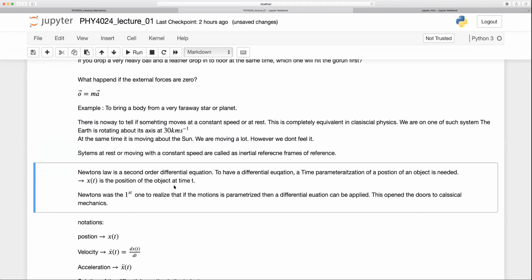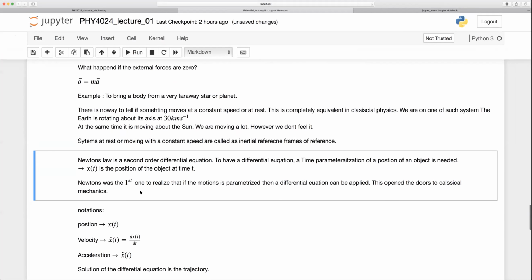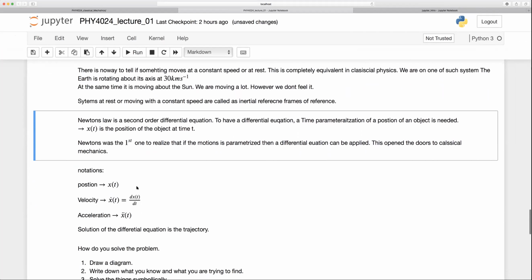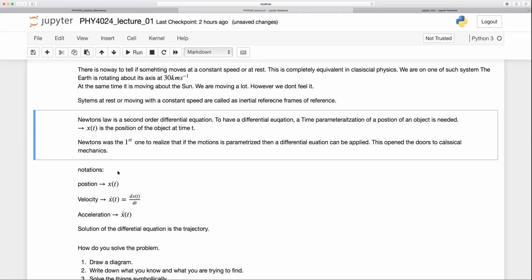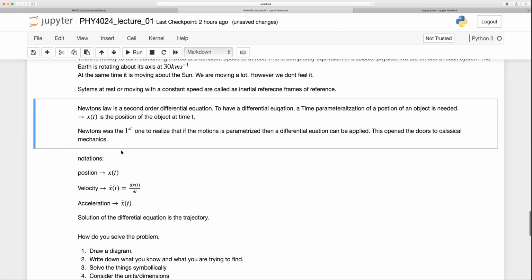Now, Newton was actually the first one to realize this concept about the parameterization of differential equations. What that means is something like this. Let me show you a different screen. I guess you can see my new screen right here.